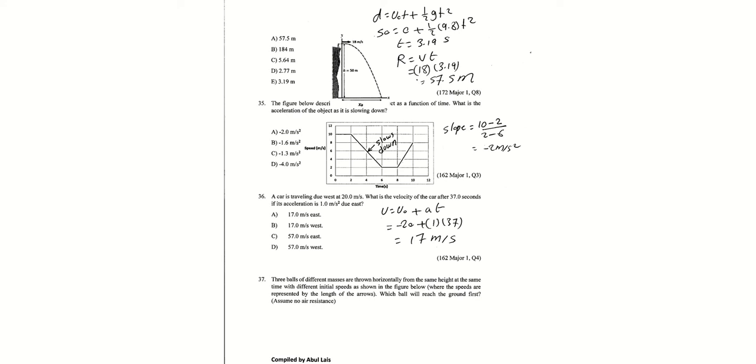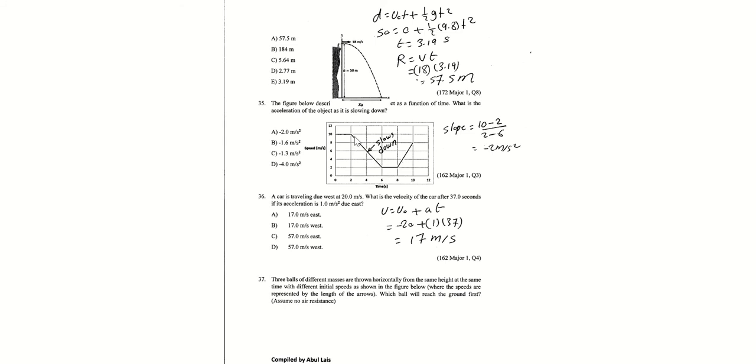Now we move on to the next problem, which is number 35. It says in this figure, we see the speed as a function of time. I have seen that so many times. What is the acceleration of the object as it is slowing down? When they say the object is slowing down, it means that we have a negative slope. As you can see here, this is the only location where we have a negative slope.